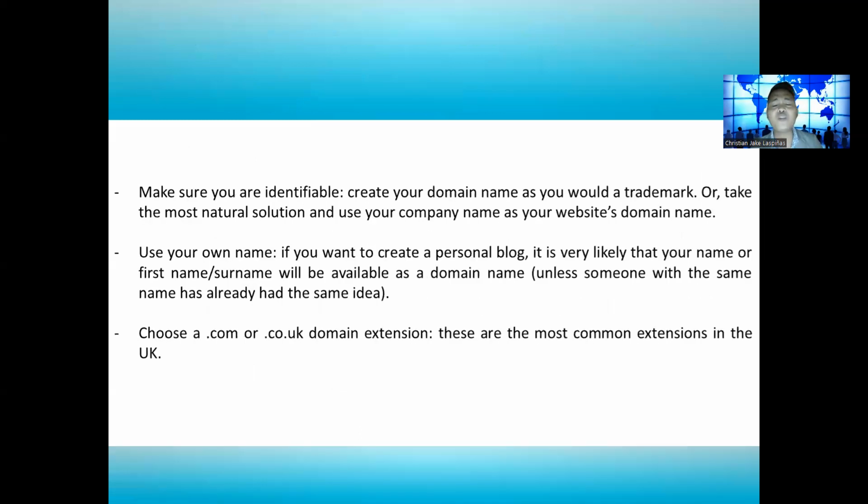Then you are going to make sure that you are identifiable, meaning you are going to create your domain name as you would a trademark. Or take the most natural solution: use your company name as your website's domain name. Again, use your company name as your website's domain name.